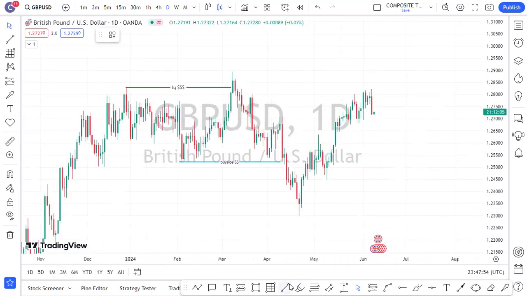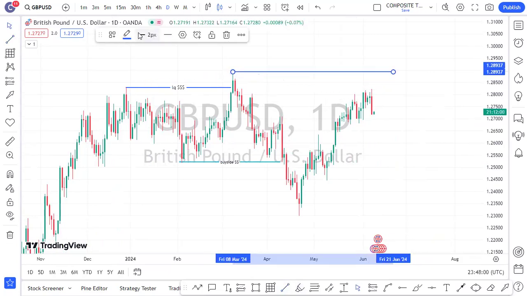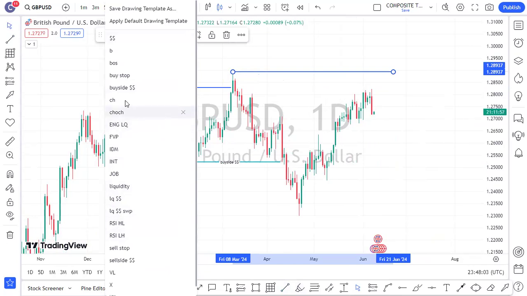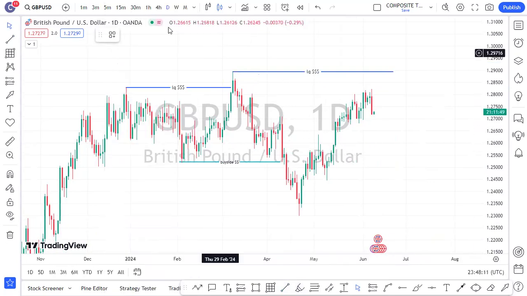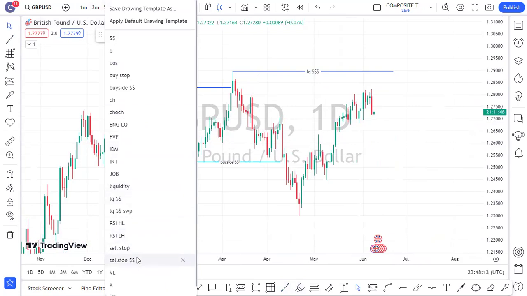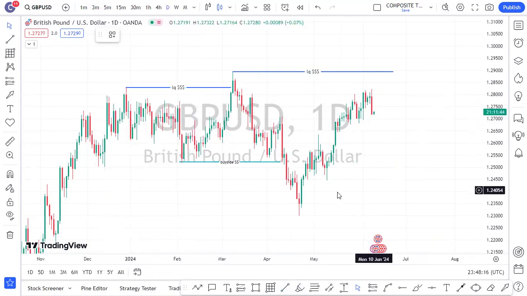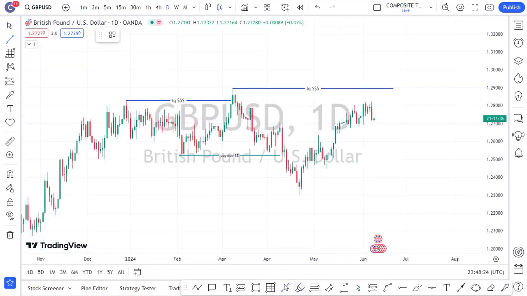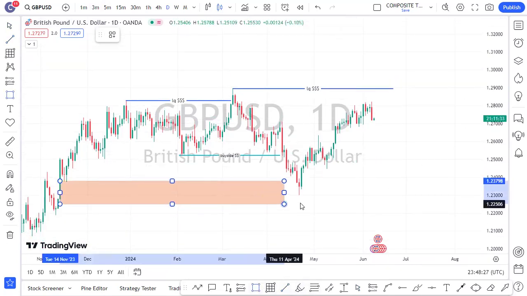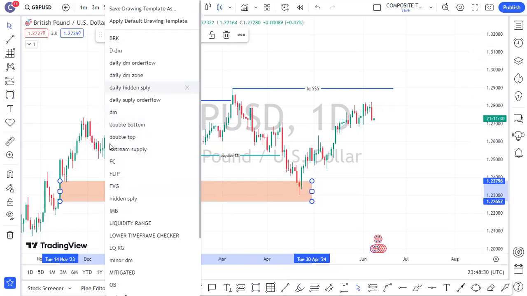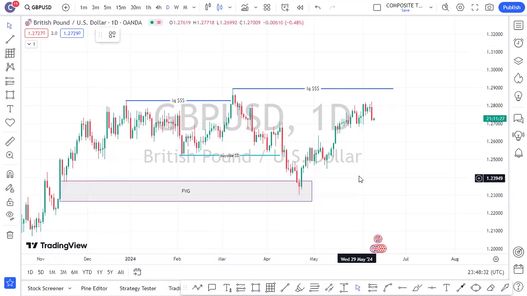So according to the daily time frame, we know that this level is containing sell side liquidity. Then this level contains the same, but this level is a point of interest because the price is originating from this imbalance, and there's the FVG there.